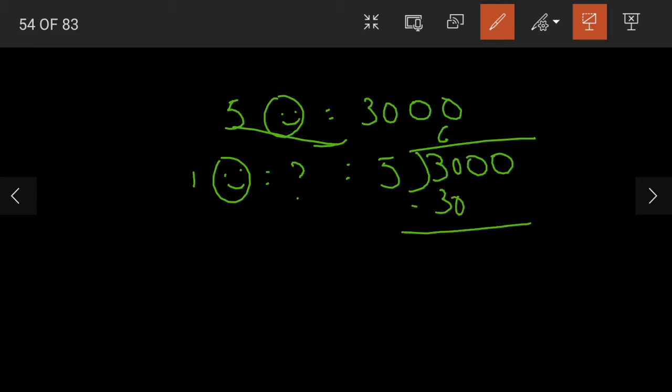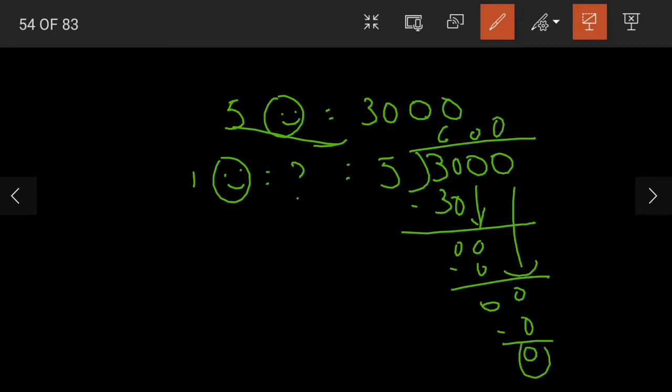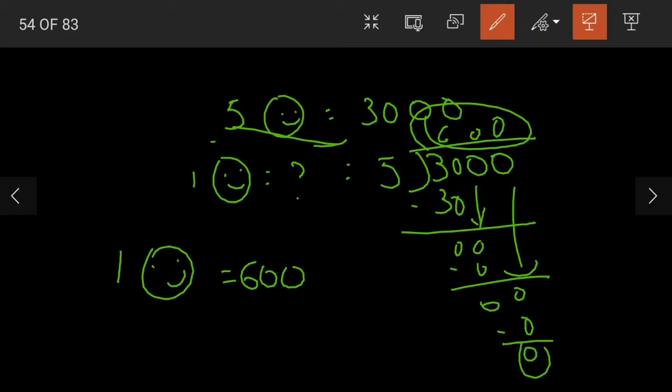5 6s are 30, 0 remaining, 0 brought down, 5 zeros are 0, again 5 zeros are 0. So what is our quotient now? 600. So that is our answer. 1 smiley is equal to 600. Yes, it is similar to the word problems that we have done.